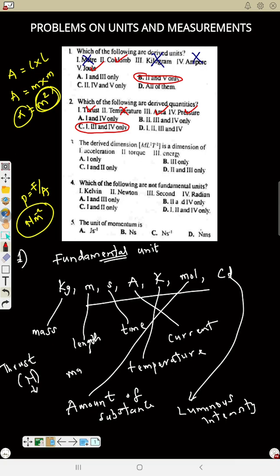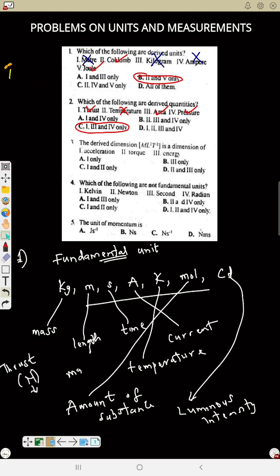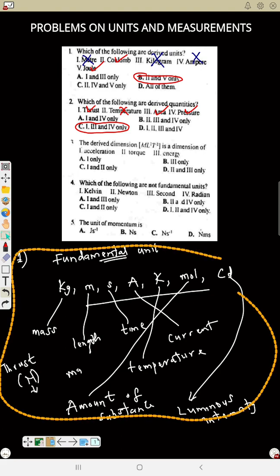Now number 3. The derived dimension, so that's dimension.